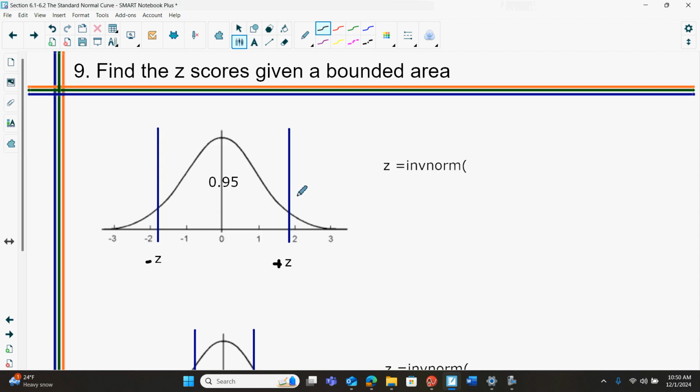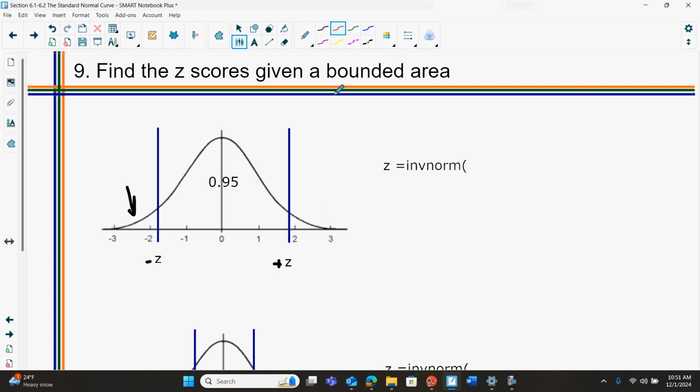First off, we know inverse norm gives us area to the left. What I really need here is just this area right here, because if I find this area, I'll be able to get this z-score, and then I can just make this one positive. So let's say this is -1.5 and this would be +1.5. Since I know the total area under the curve is 1, I'm going to subtract whatever the area in the center is. That gives me the area of this section plus the area on the right, so I need to divide that by 2.